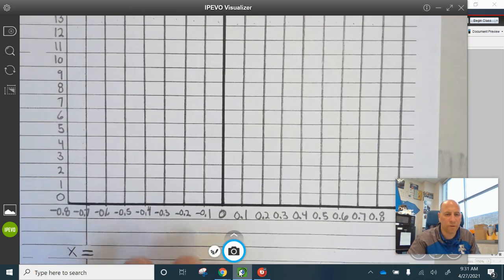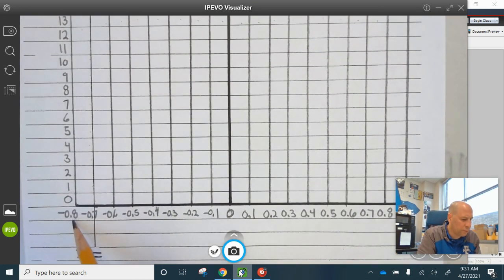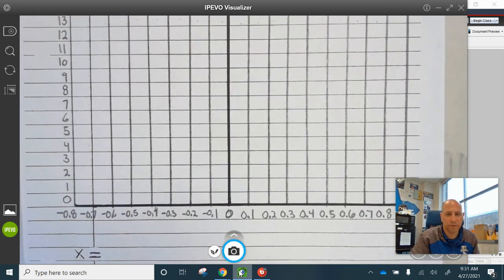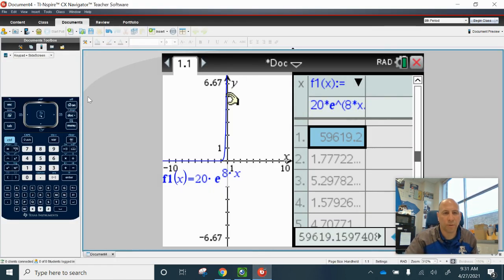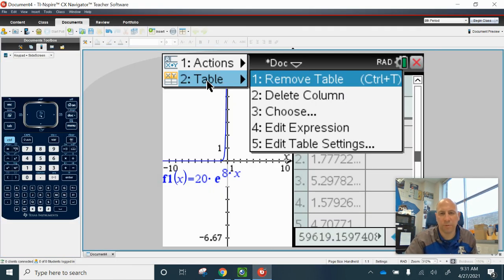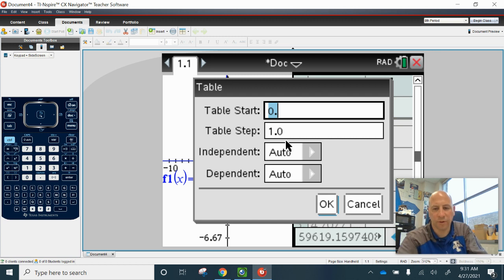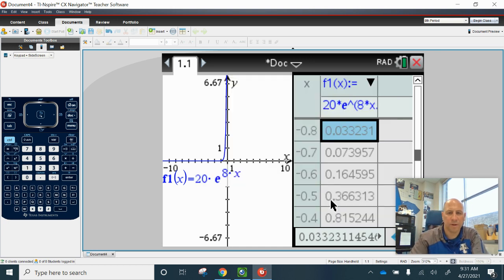Now I'm going to press Control T, and I'm going to come back over here and notice that the scale, I start at negative 0.8, and I'm counting by 0.1s. So I'm going to go to Menu, Table, Edit Table Settings. Let's start at negative 0.8, and we're going to count by 0.1s. Press OK.